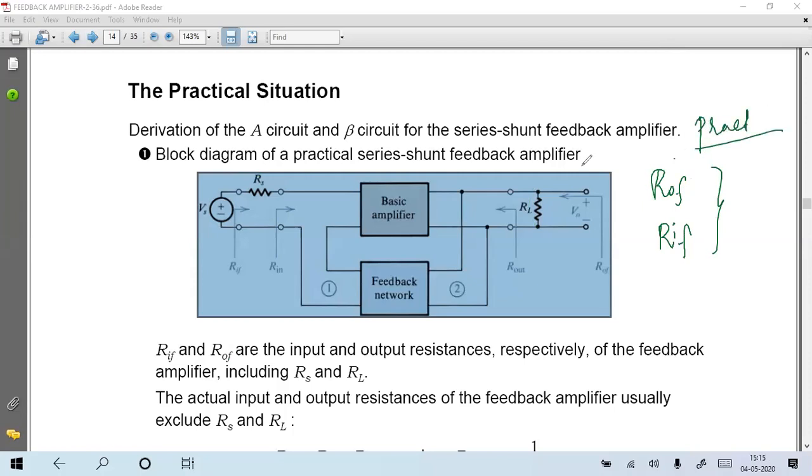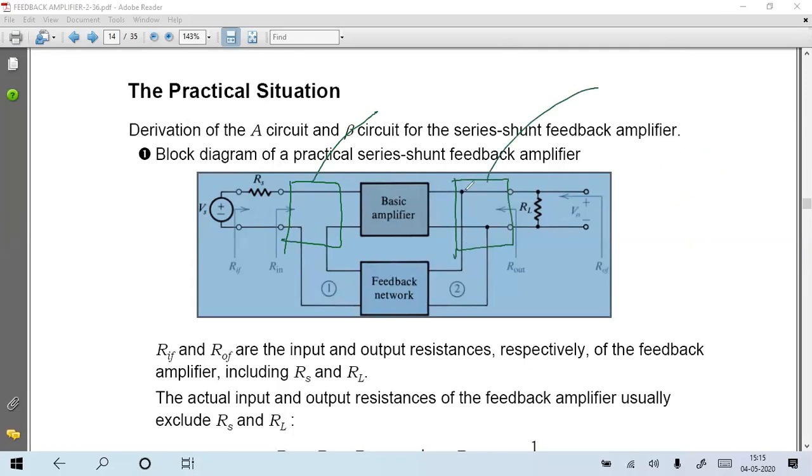From the network, can we say what kind of network it is? On the input side, the mixing side is series, and the sampling side, that is the output side, is taken across. Across means the two points are taken as the input of the feedback network. So the output side is shunt, the input side is series, the mixing side is series.